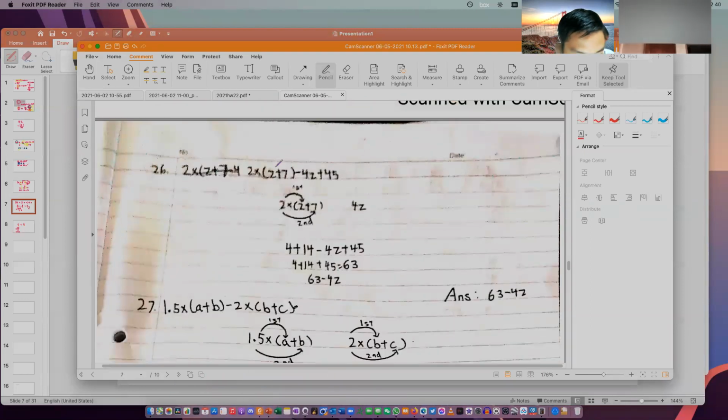Then here, what is it? So first, second. So this is the first, this is second. Yeah. Minus 4z plus 25. So this is 63. Okay, good. Wait, this is 4z or 42?